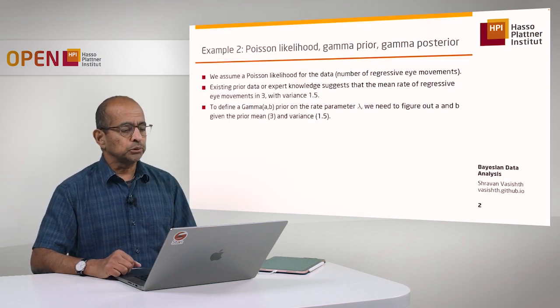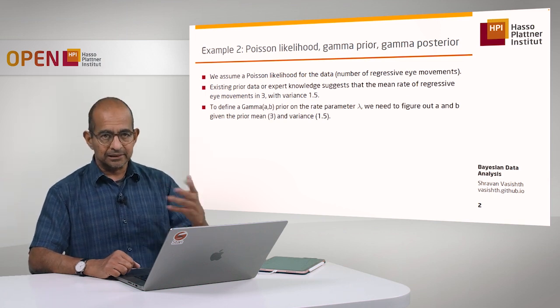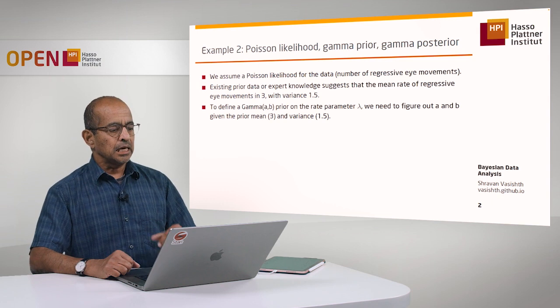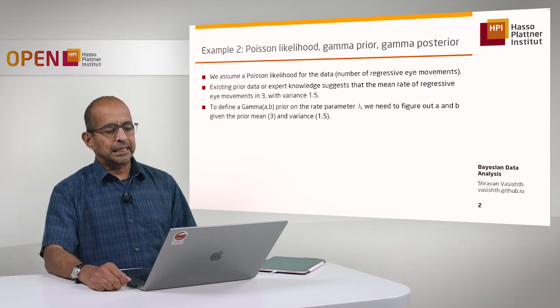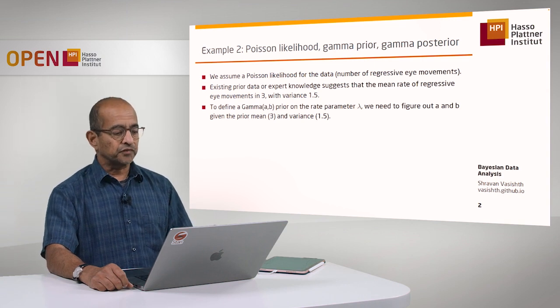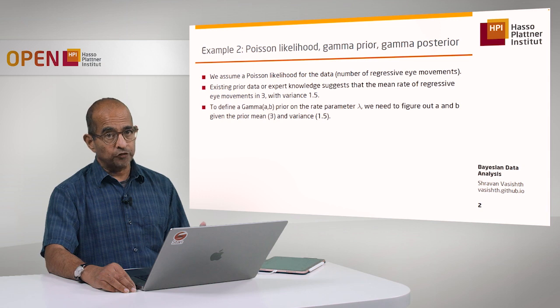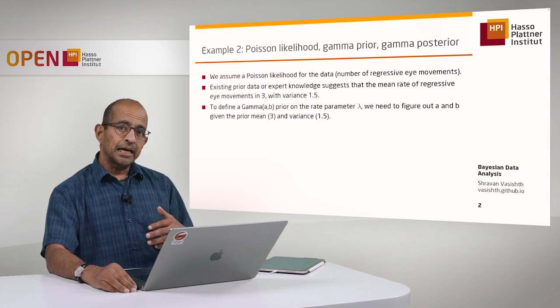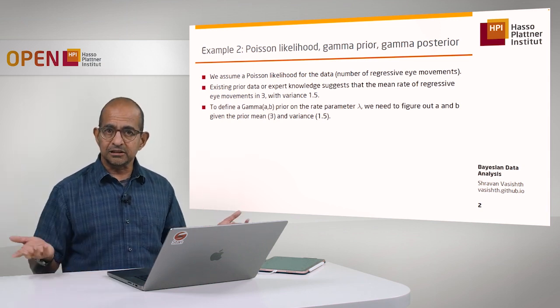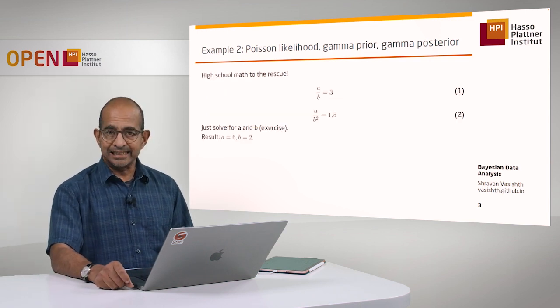So what I showed you last time was that we have some prior knowledge, right? We are thinking about this hypothetical situation where we have some expert knowledge that tells us that the mean rate of regressions is 3 and the variance is 1.5. We also know that in a gamma distribution, the mean is A over B, where A and B are the parameters, and the variance is A over B squared. So it's a simple algebraic problem that can easily be solved.